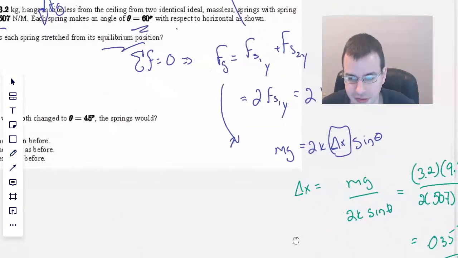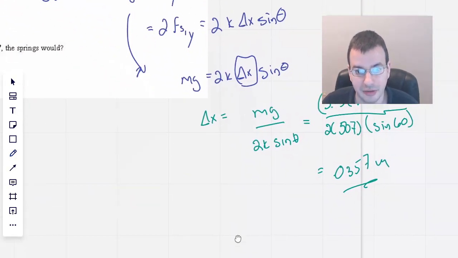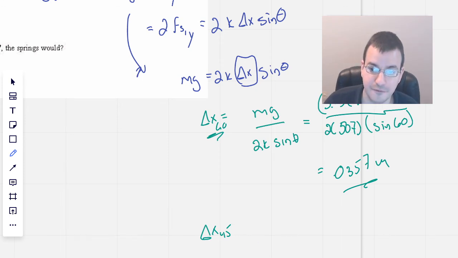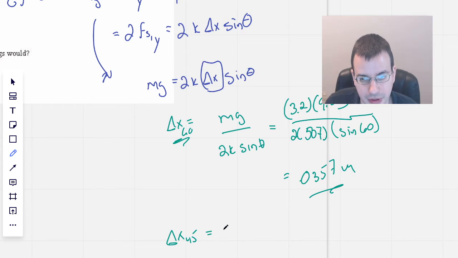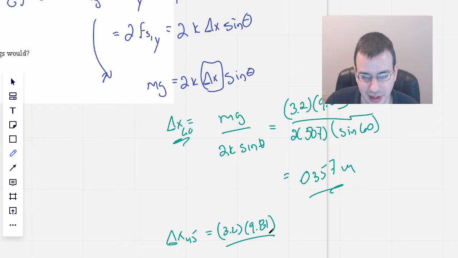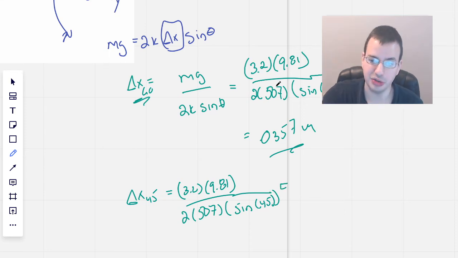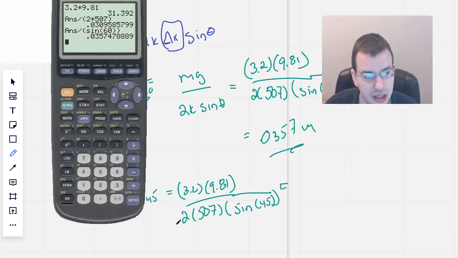But if you have a couple of seconds, the easiest way is, since we already have our equation up here, I'll call this dx of 60, and this would be the delta x for 45. Go back: we have 3.2 times 9.81, over 2 times 507, which is 1014, but I'll write it this way, times the sine of 45.